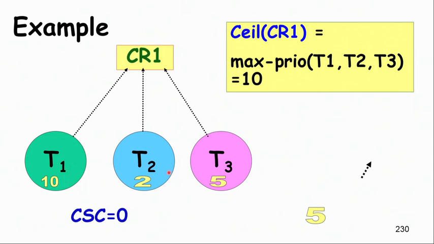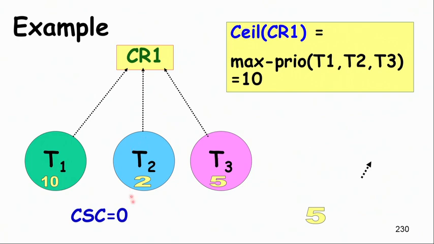Let us look at the working of the ceiling protocol with some examples. This is a critical resource being used by 3 tasks T1, T2, T3. Priority of T1 is 10, priority of T2 is 2, and priority of T3 is 5. And since 3 tasks can use CR1, the ceiling priority associated with CR1 is 10, assuming that 10 is the highest priority, just like in a Windows based system.